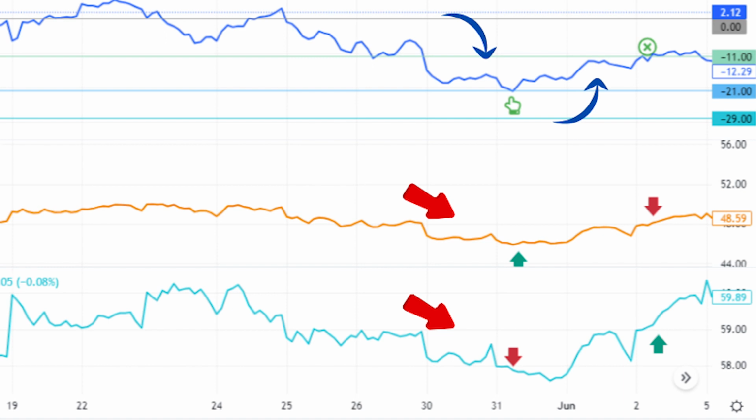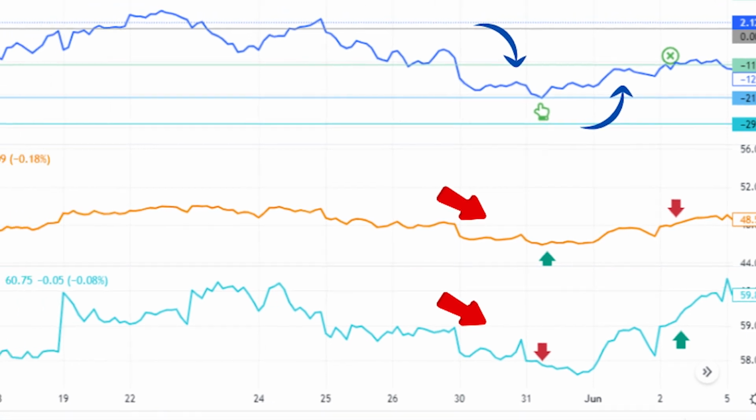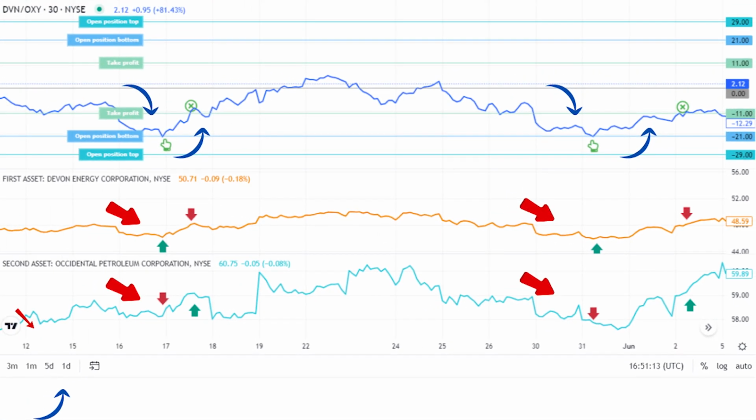Then on June 2nd, Occidental's stock price starts to go up much higher, as referenced by the green arrow, relative to Devon's stock price, which is the red arrow, going steadily up. The AI bot recognizes this and exits the trade with a profit. Now we'll go through many more examples of these strategies, as well as new strategies in our next webinar.